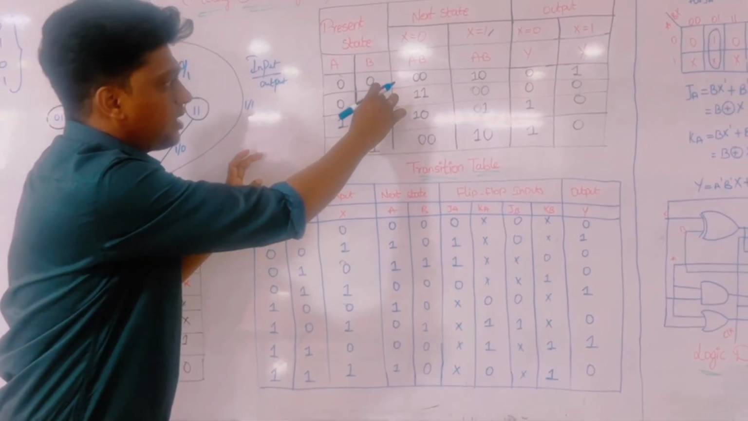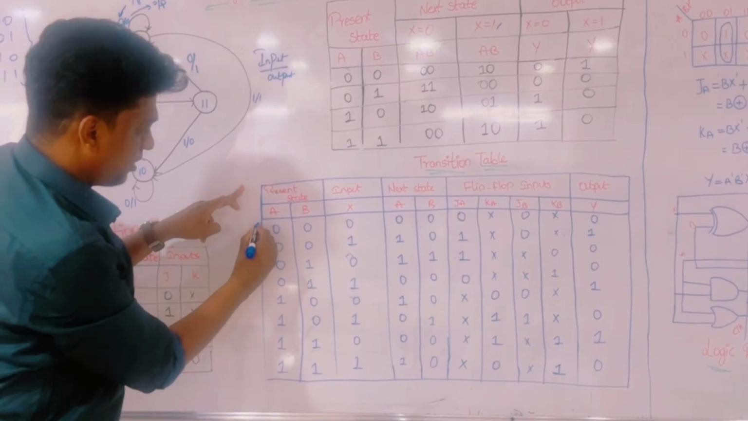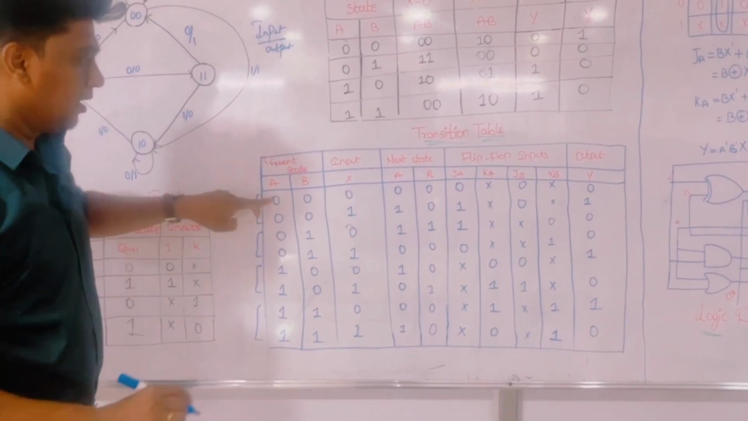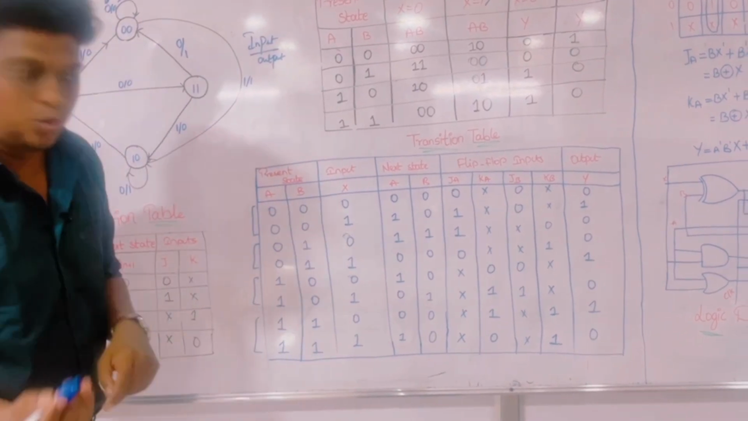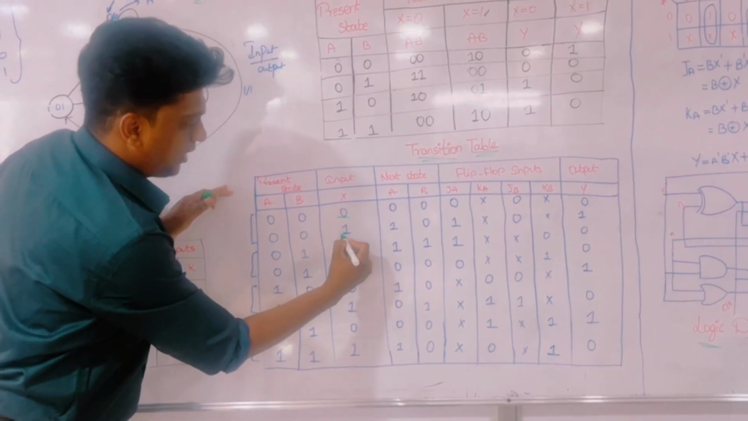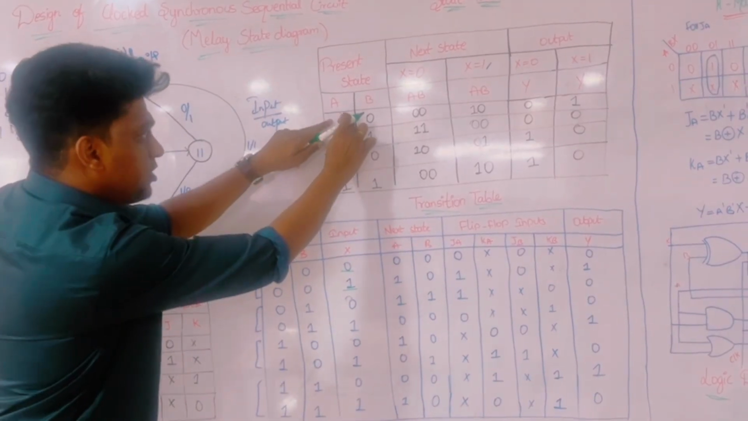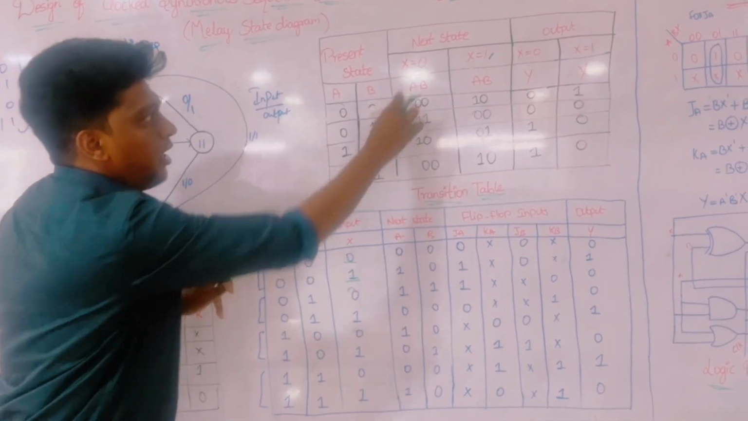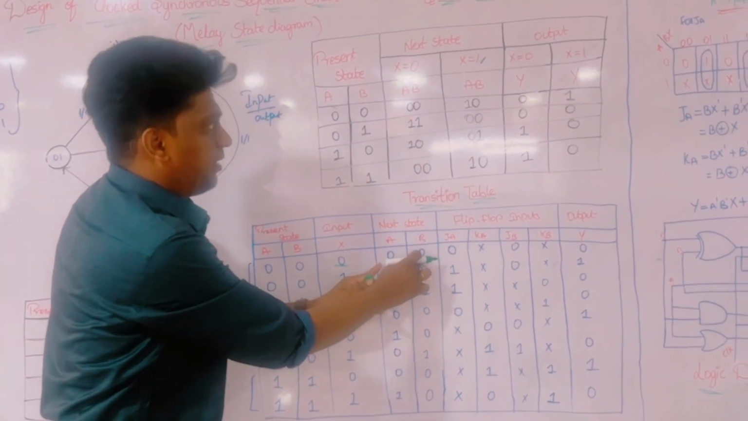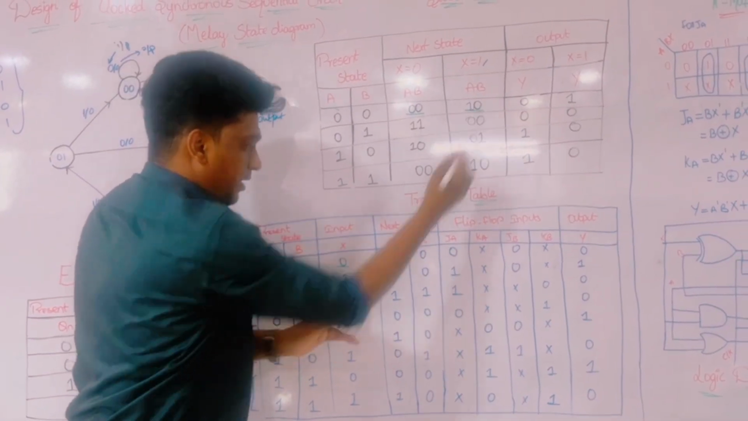Now compare this with the state table. What are the present states? The states are 00, 01, 10 and 11. Whenever the present state is 00, we have 2 conditions: condition 1 is input 0 and condition 2 is input 1. That's what is mentioned. For that, the next state has been written: first the next state 00 is written, and next 10 is written here.